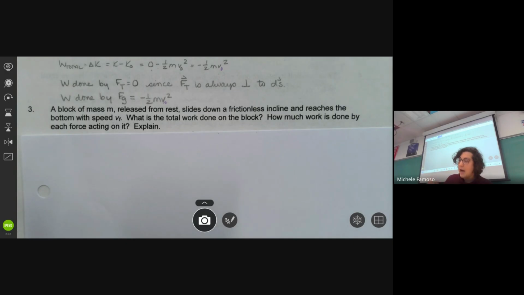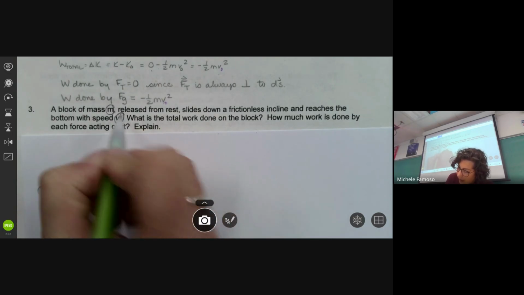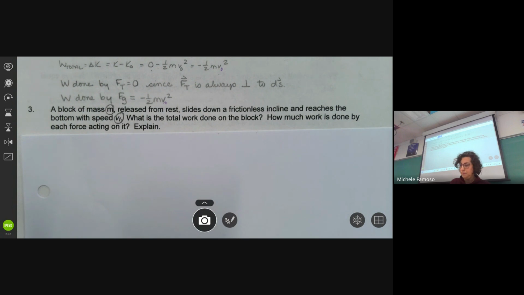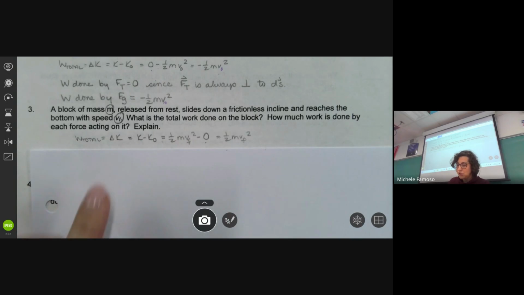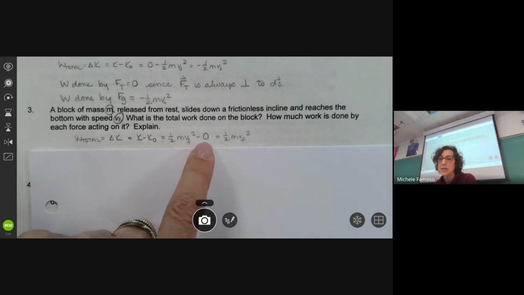What is this block's change in kinetic energy and therefore the total work? Use the variables in the question. It tells you you have a mass of M, final speed Vf. Giovanna, can you tell me? Yeah. So it's just 1/2 mvf squared. The final kinetic energy is 1/2 mvf squared. The initial kinetic energy is 0. So the total work or the change in kinetic energy is 1/2 mvf squared.